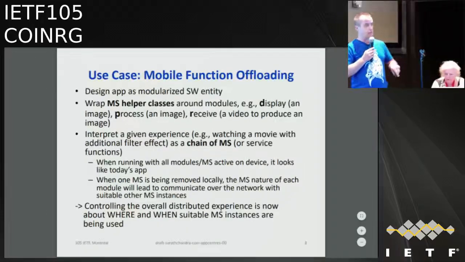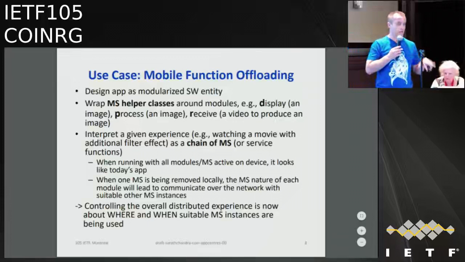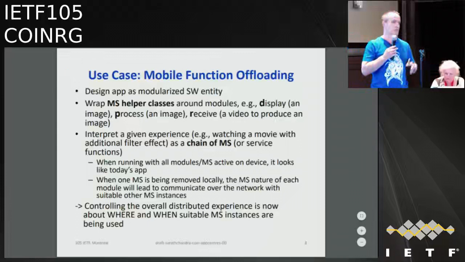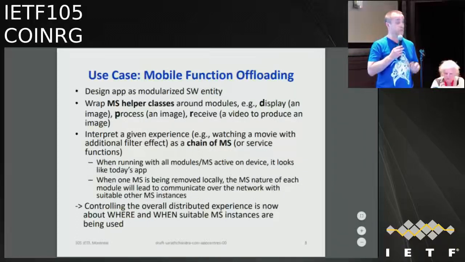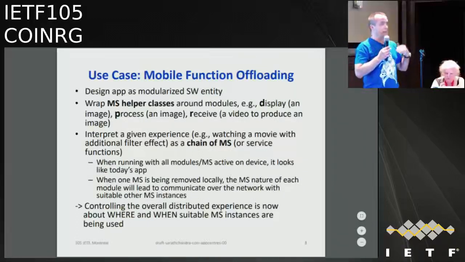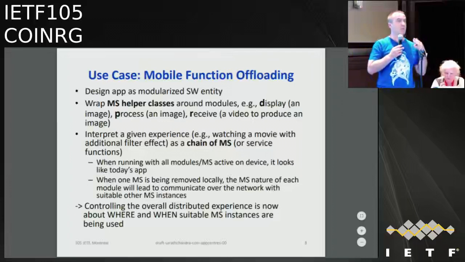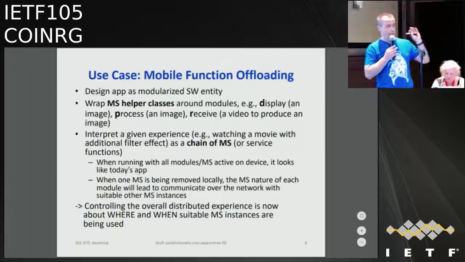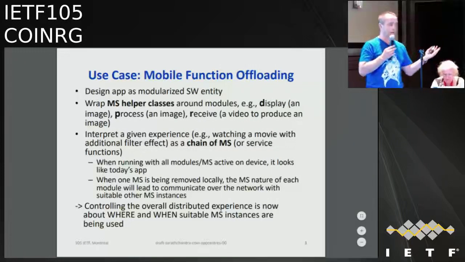The use case we've demonstrated, and which is described in the draft, is mobile function offloading. This runs on standard Android. We do Android because we just don't program iOS, for reasons of resources, really. We wrap microservice helper classes around modules, and this is done purely at design time. You have to do this at the moment, at least. We're also working on a runtime version that does this automatically. The example described in the draft is very simple: you receive an image, you process the image, and you display it. Three microservices makes a lot of sense, right?